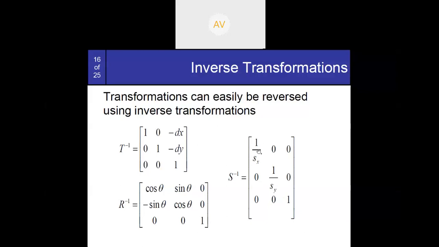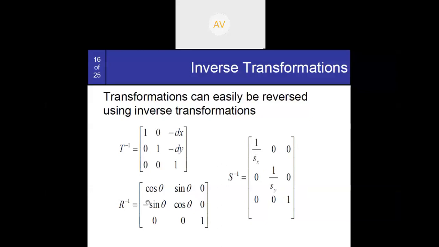Scaling: if you are multiplying by 2, the object size will double. If divided by 2, the object size will become half. So this is how it goes, 1 by sx, 1 by sy, like that.